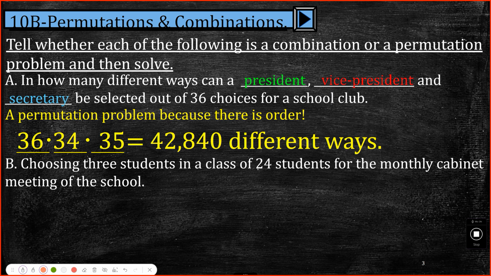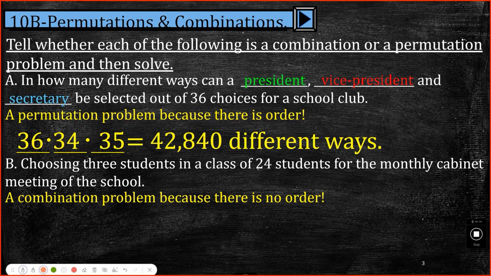So choosing 3 students in a class of 24 students for the monthly cabinet meeting of the school, it is a combination. It's a combination problem because there's no order. So when we do this combination, we've got to get rid of the repeats. The first person, second person, there's no distinction between them.